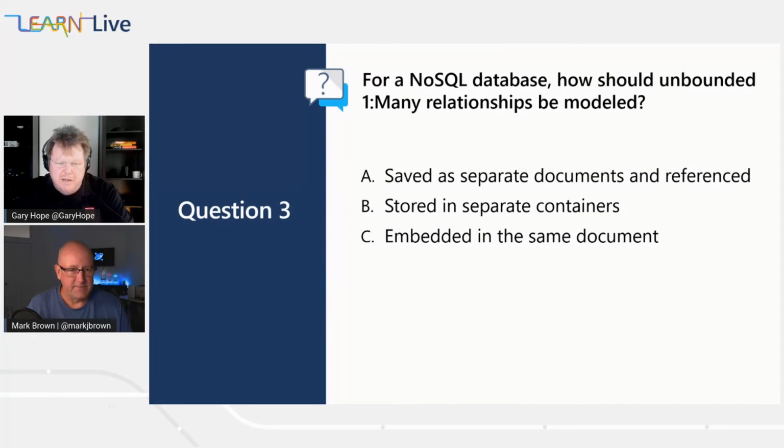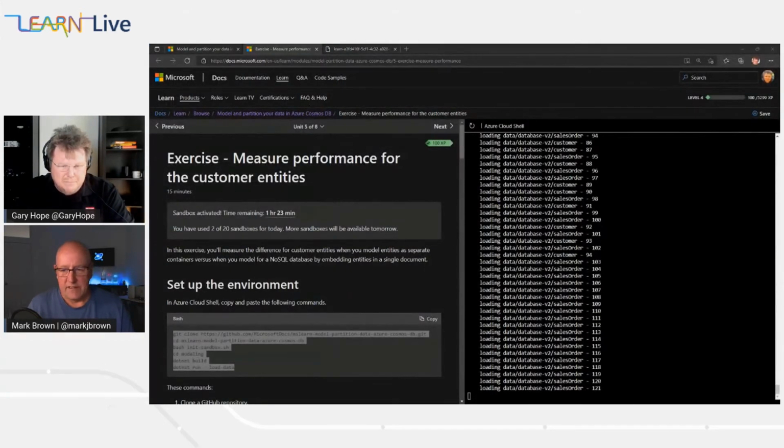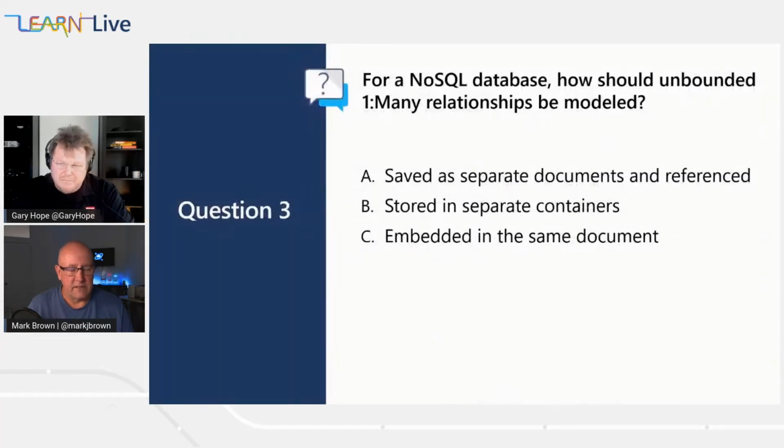So if we save them in a separate document and reference them, that's one approach, but that sounds rather relational to me. Oh, you think so? Well, for unbounded, storing them in separate containers is the one that sounds the most relational to me. That you're kind of mapping tables to containers. Yeah, that doesn't work at all.